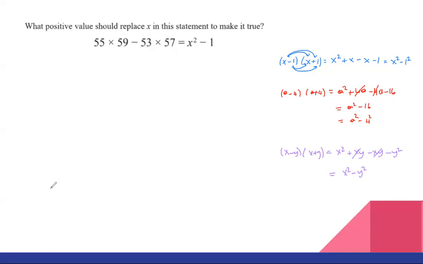And this is actually something I'm going to ask you guys to remember. Okay, x squared minus y squared is x minus y times x plus y.